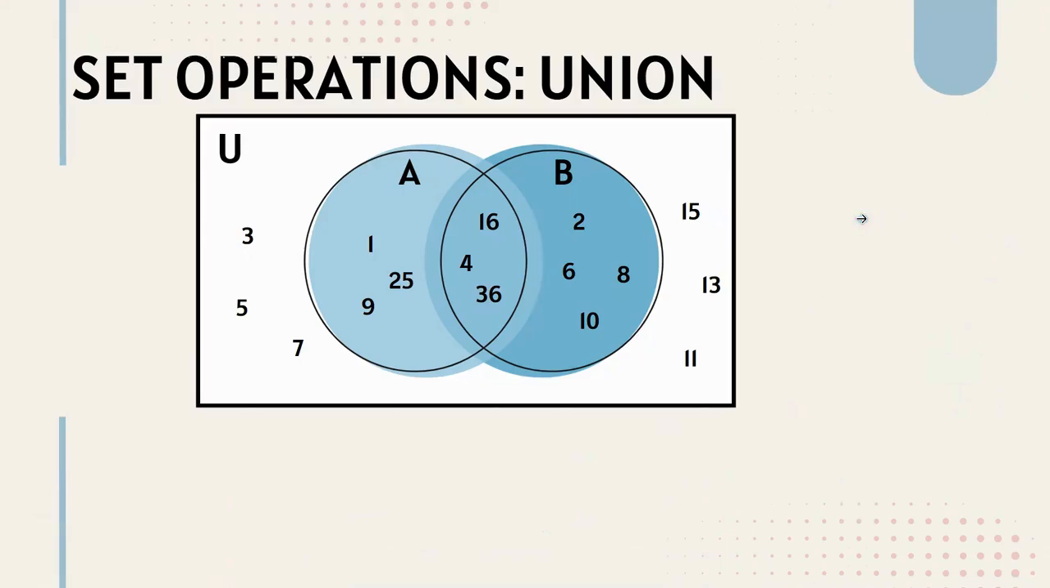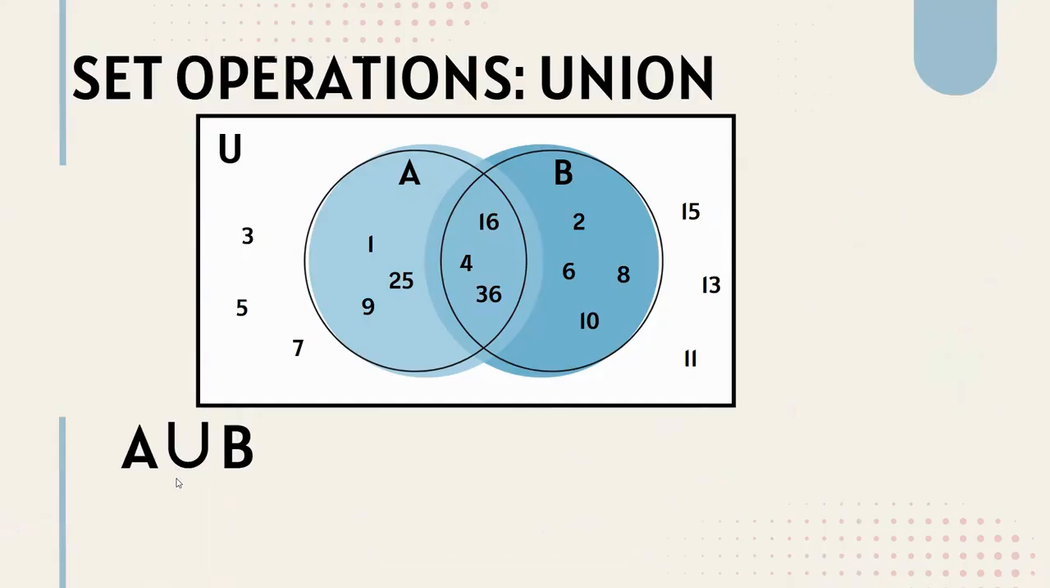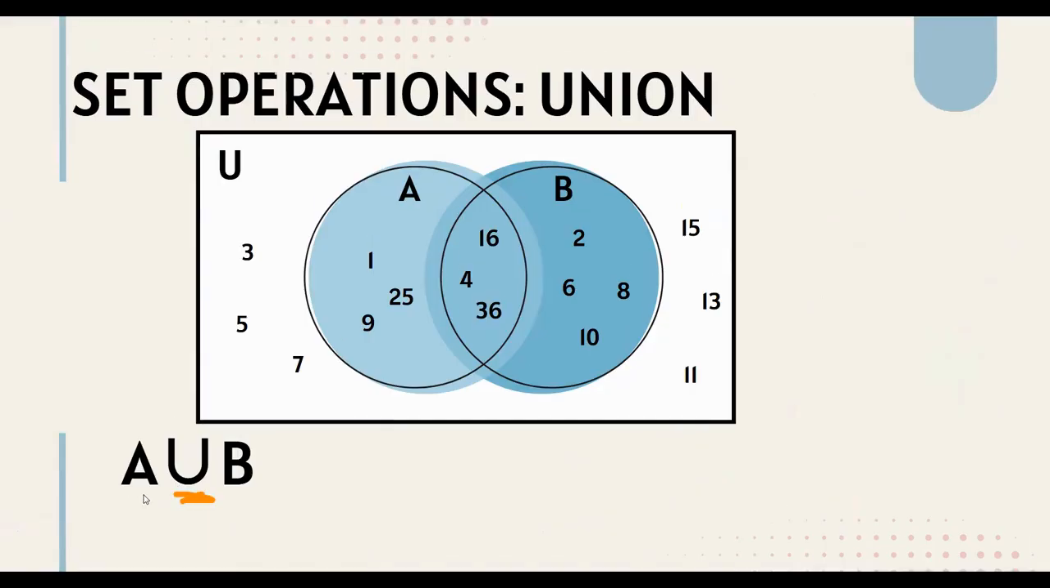When we say union, we use the symbol U. Okay, we are going to use this symbol, and it is read as set A union B, or A union B. So, in that operation, which are the elements that belong to that operation? Ano yung mga nandyan na elements?